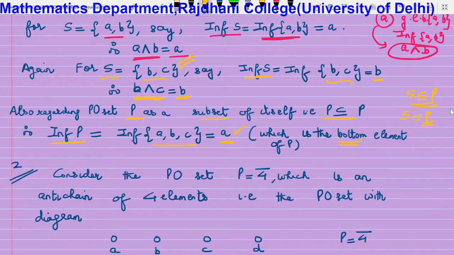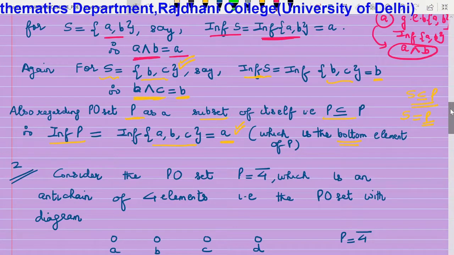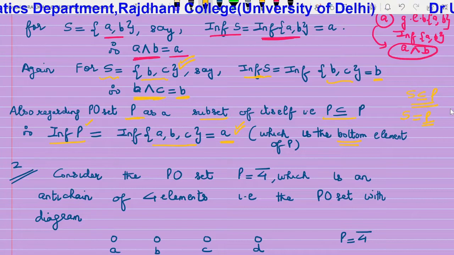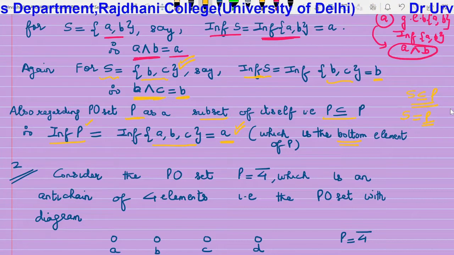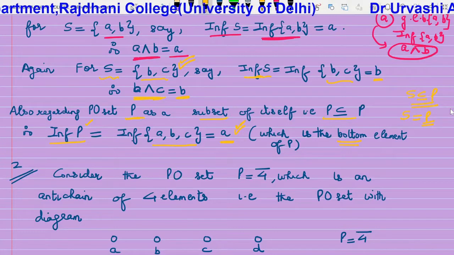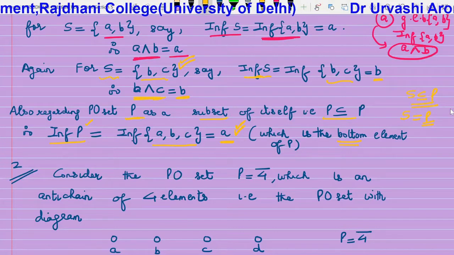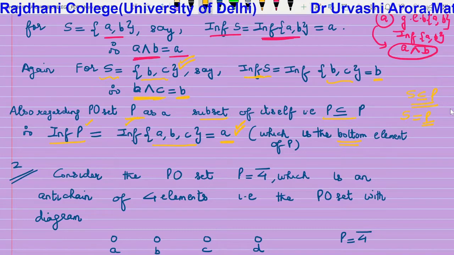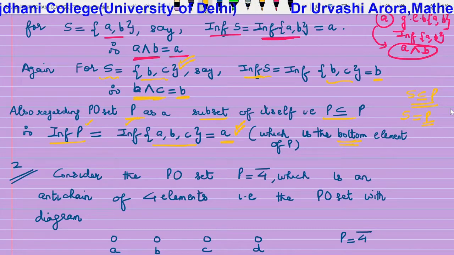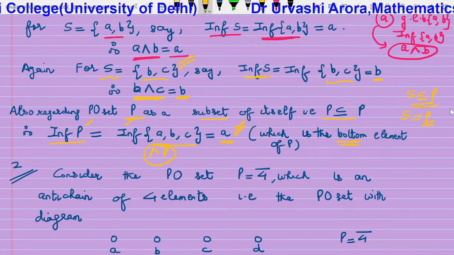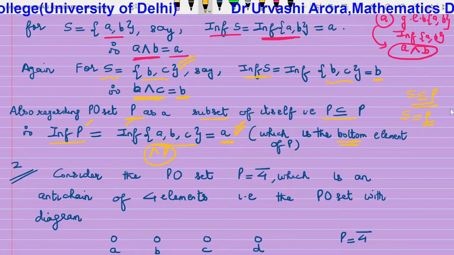So A is the bottom element. This bottom element A is a lower bound of the set P, and it is also the greatest of all lower bounds, because it is the only lower bound of P. So in that sense it becomes the greatest lower bound, which means that it becomes the infimum, or A meet B meet C. This is the bottommost element, so the meet of A, B and C is A. So this was the first example.